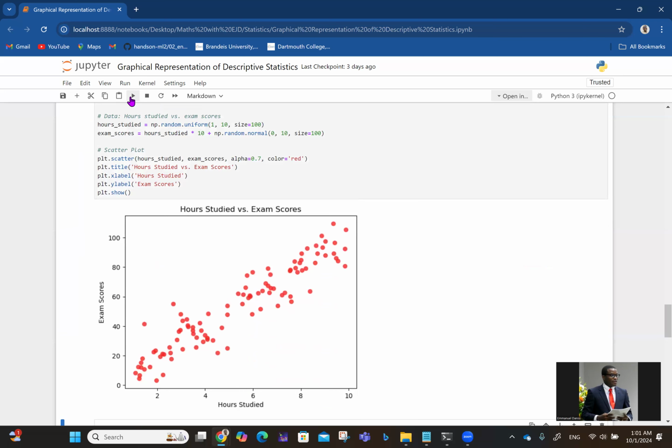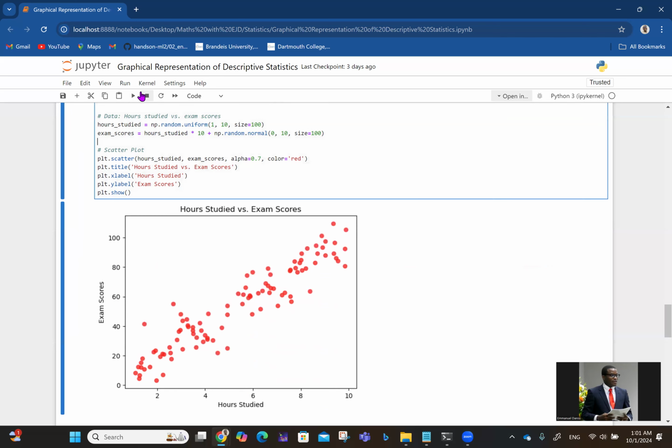So from this now, it clearly shows that you can easily draw a straight line, called the line of best fit, across this red line. So you see it's rising from left to right. That means that the higher the number of hours studied, the higher the score a student gets.